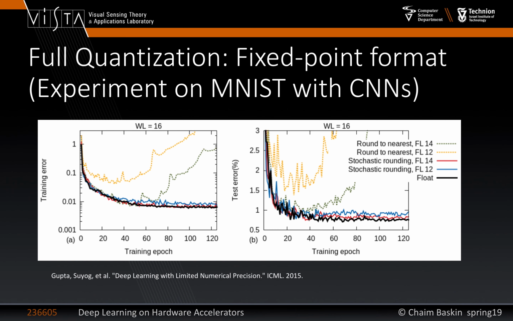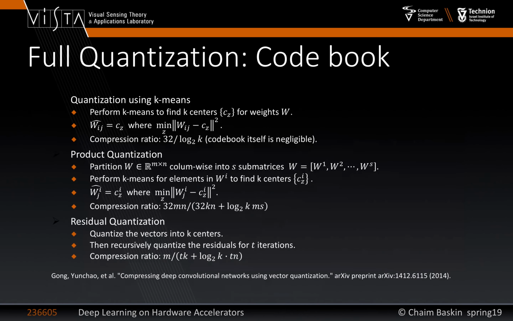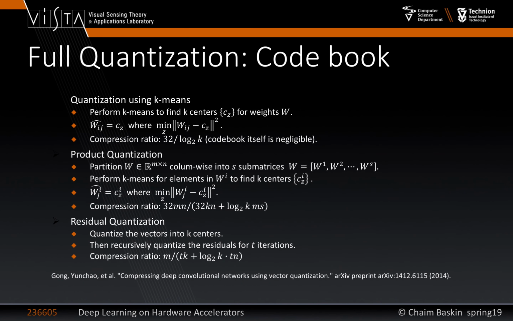Okay, so this happened in ICML, a top-notch conference, 2015. Another work is named Compressing Deep Convolutional Networks Using Vector Quantization.